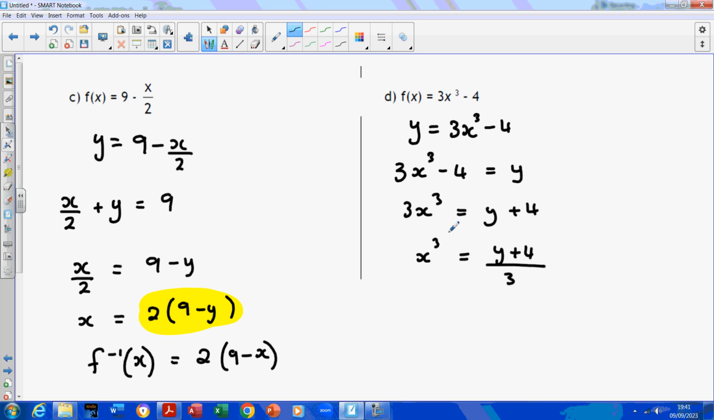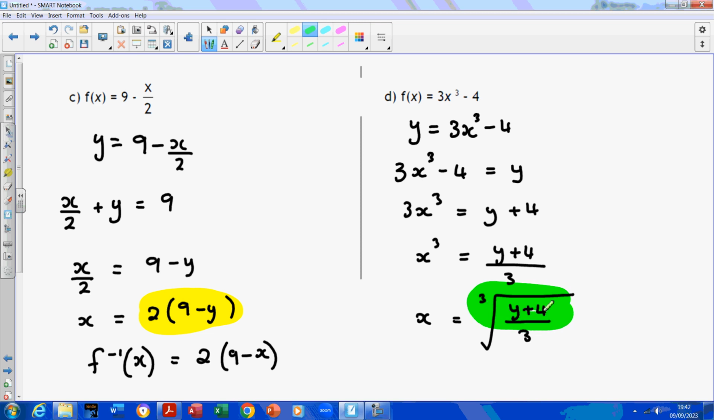And how do you undo x cubed? You take the cube root. So x is the cube root. Make sure it's a great big root sign and make sure everything's tucked underneath it. So it's y plus 4 divided by 3. That's now the answer. I'll highlight the answer.